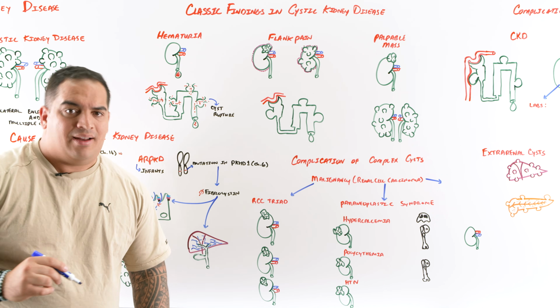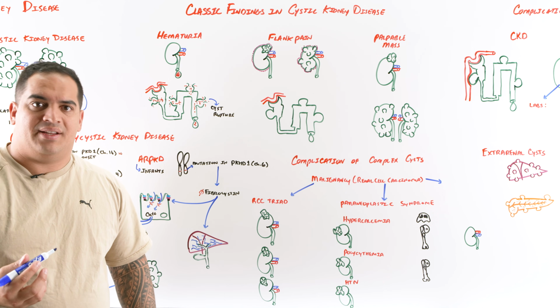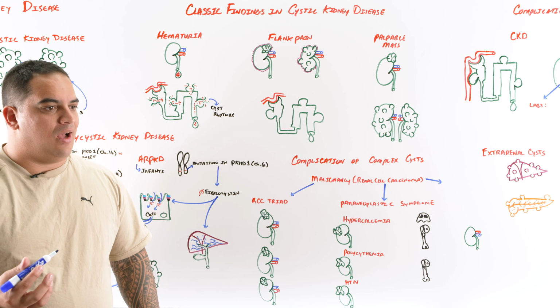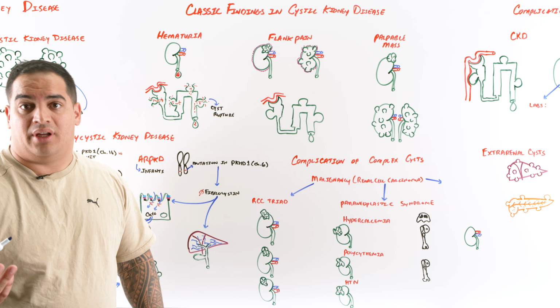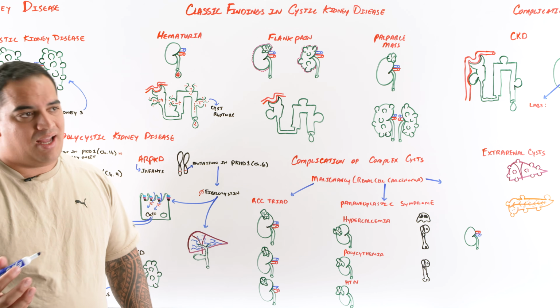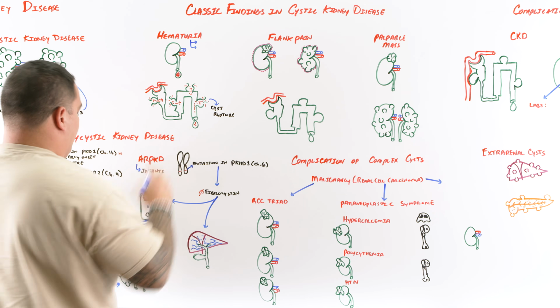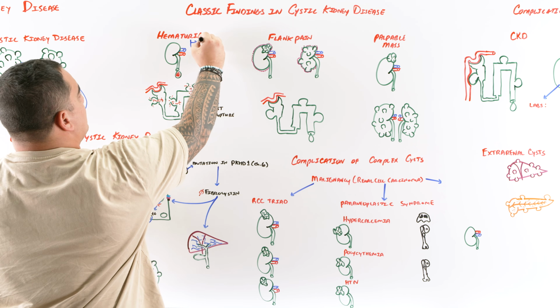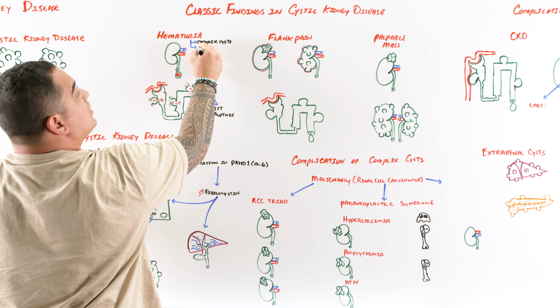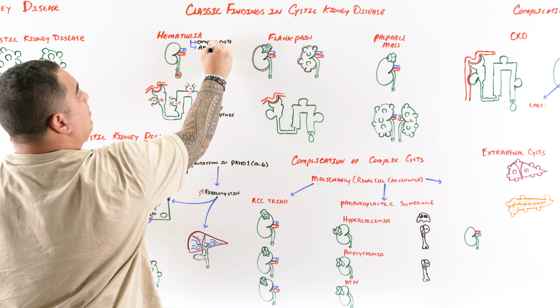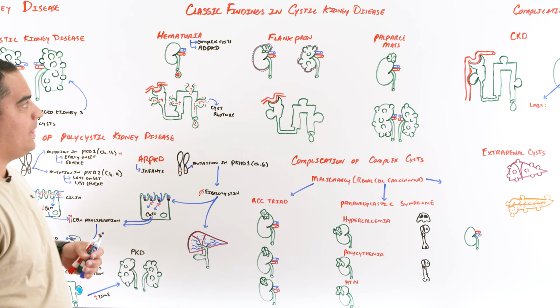It could be other related complications. Patients who have polycystic kidney disease are at high risk of having stones, especially nephrolithiasis. So that could be one. But I'd say oftentimes hematuria, we can see this in both. We can see it in complex renal cysts, and I'd say more so in autosomal dominant polycystic kidney disease. All right.